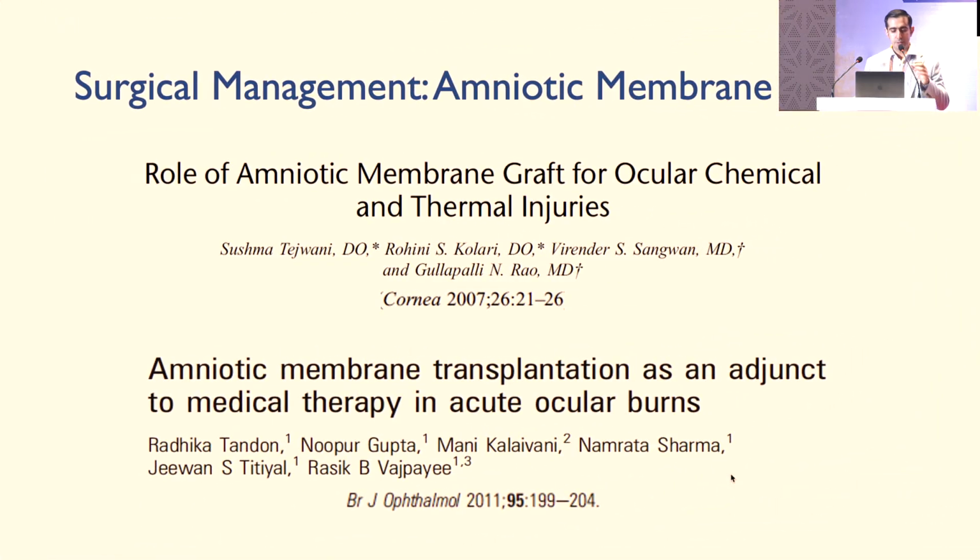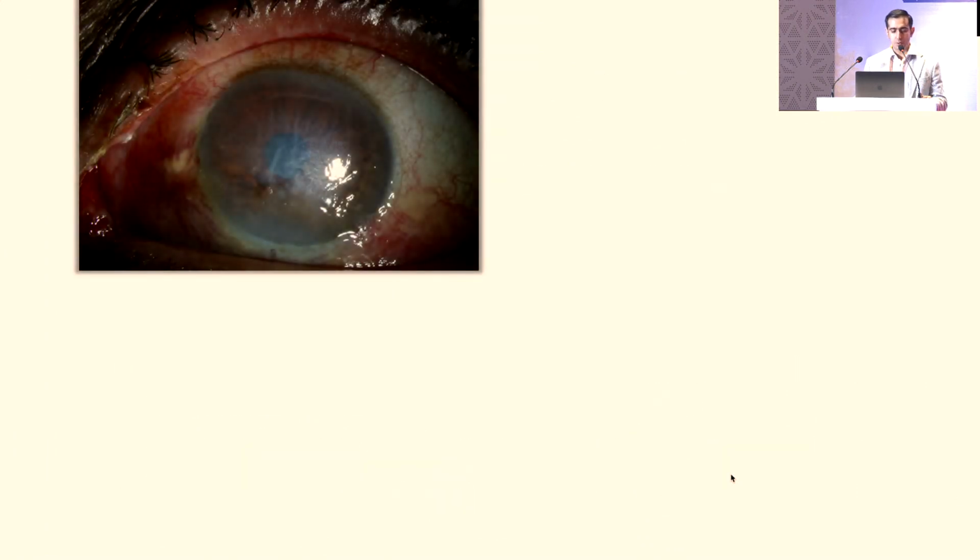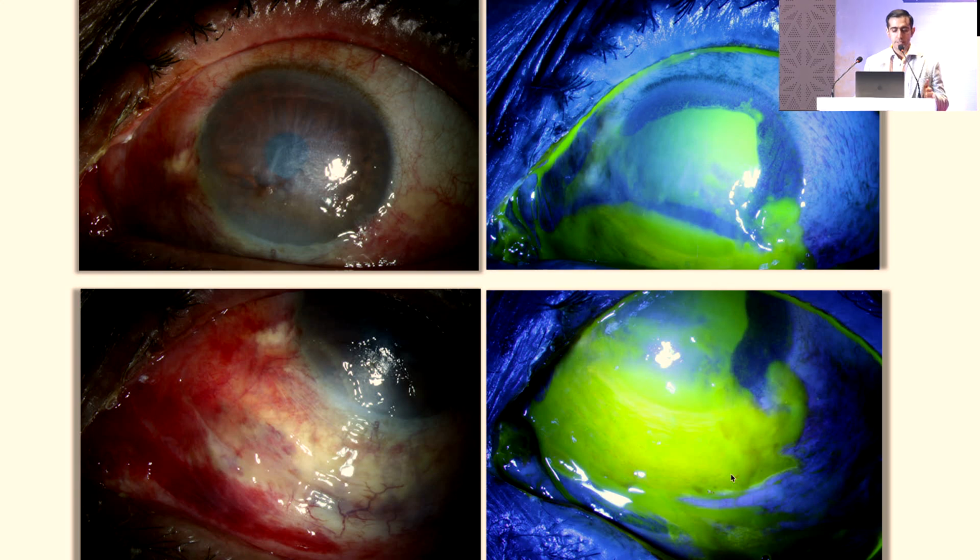So these are various papers talking about the surgical role of amniotic membrane grafting in chemical injuries. And that's the crux of the talk. You can see here that on staining, the cornea is quite significantly involved, as is the limbus. There's limbal ischemia along with conjunctival ulceration.